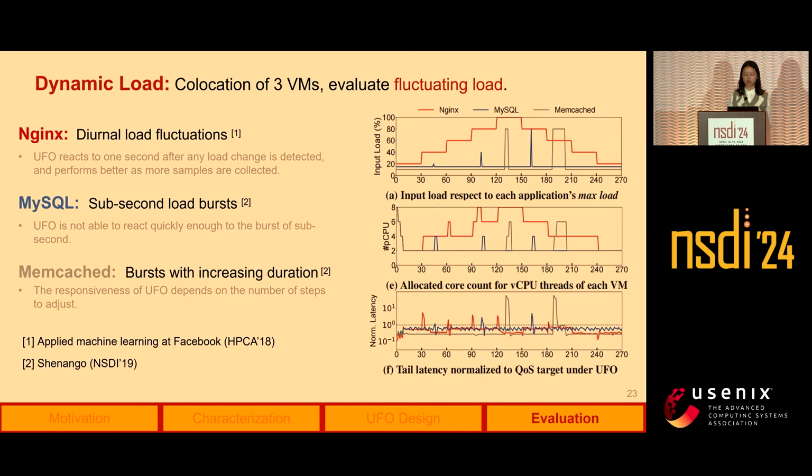Then we evaluate how UFO reacts to different load fluctuation patterns through dynamic load. The figure shows the 3 VM collocation with different applications. We assume UFO has no fitting model in this experiment. We apply vCPU emulated isolation in 3 managers and keep PCPU counts the same. Cloud applications typically have diagonal load fluctuations. NGINX represents this pattern. The result shows UFO is capable of handling diagonal load changes. It reacts 1 second after any load change is detected, and performs better as more samples are collected.